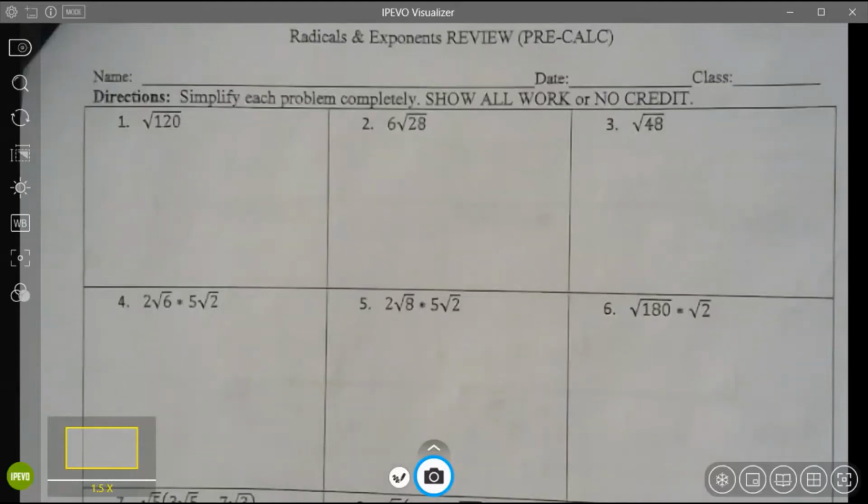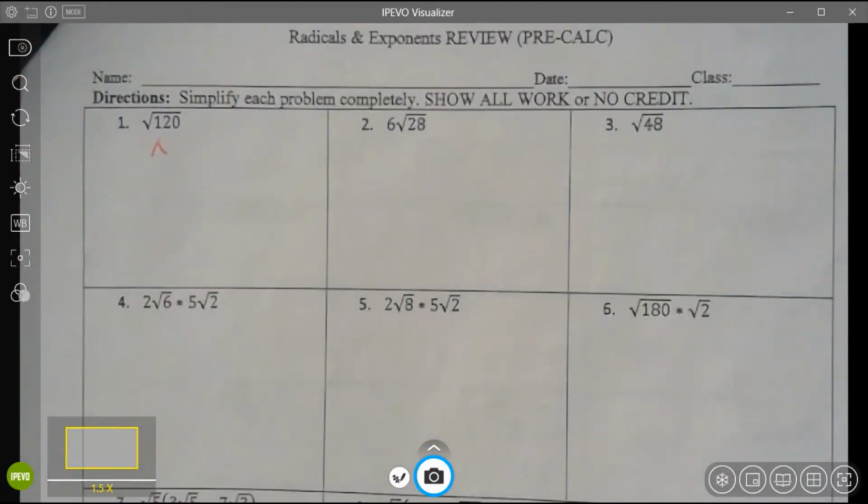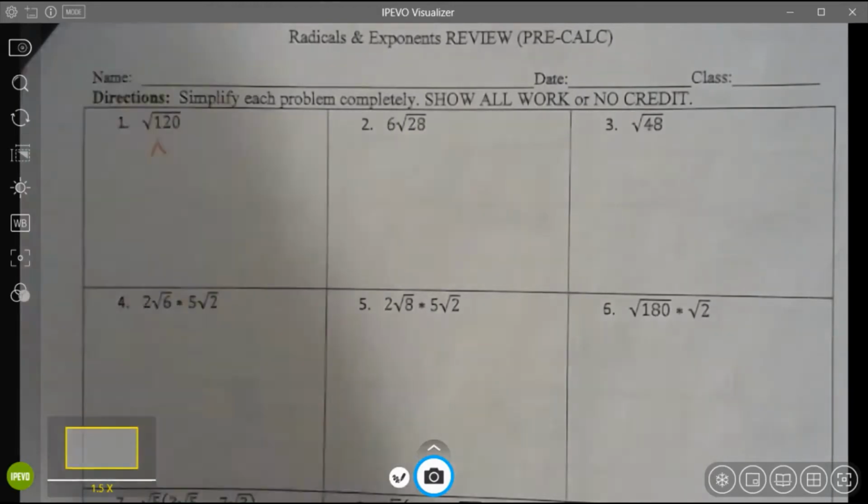Okay, so in this last video, I'm gonna go over with you radicals and exponents. So example one, just simplify the radical, so square root of 120. You just want to split up 120 into all prime numbers. So one easy way to start is choose a prime number. So we could divide 120 by 2.